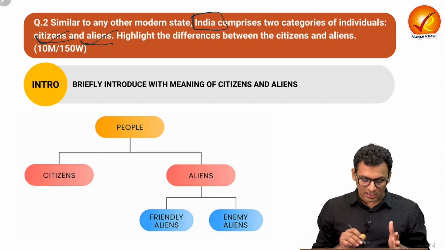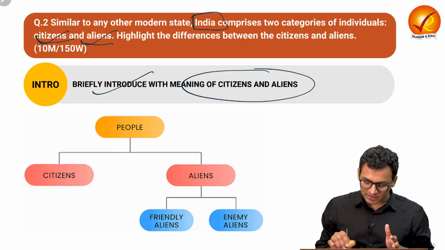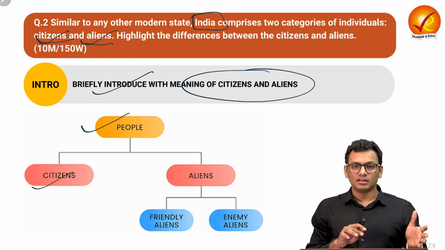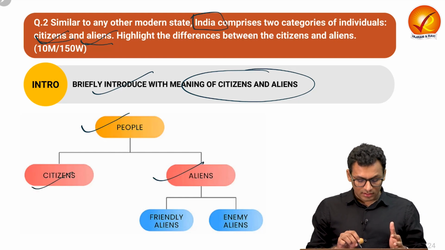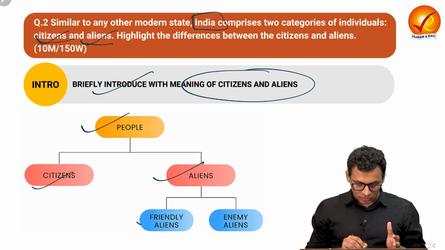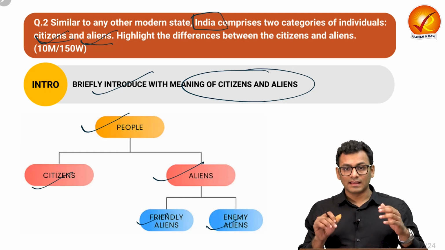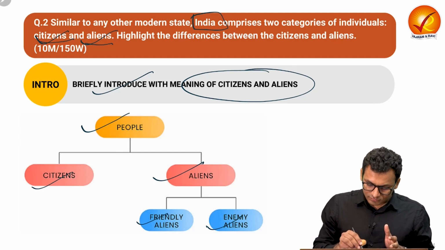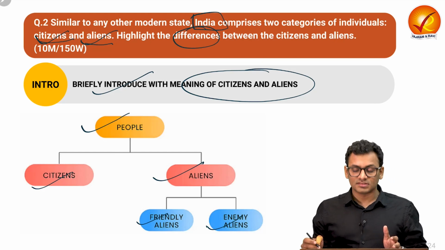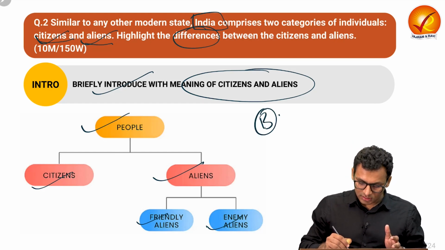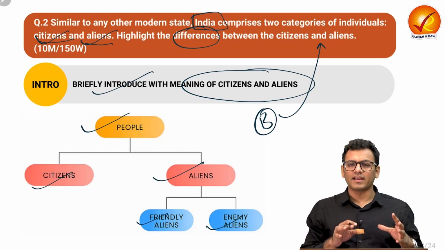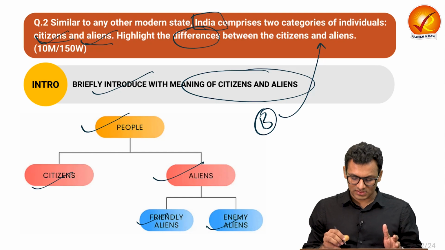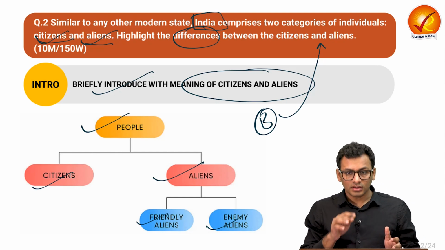So in the introduction itself, you can briefly introduce the meaning of citizen and alien. You can draw a diagram to understand the difference between the same. Aliens are also categorized into 2 further types, friendly and enemy aliens, where again their rights are different. Now in the body, we have to talk about the difference between citizens and aliens. So in the body part, we will be talking about how exactly citizens are treated differently than aliens and vice versa. That is the direct demand of the body.